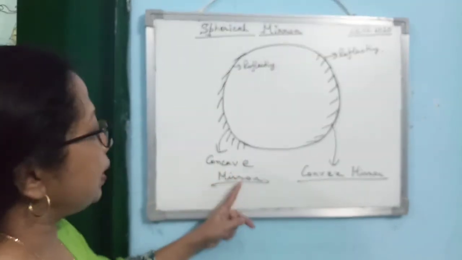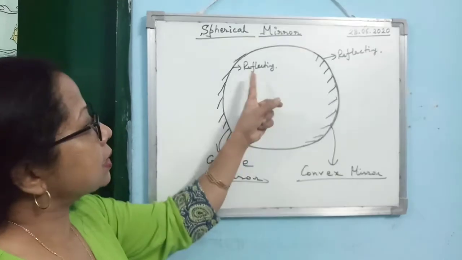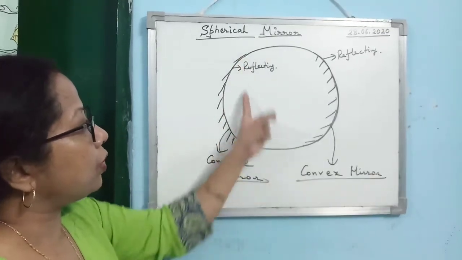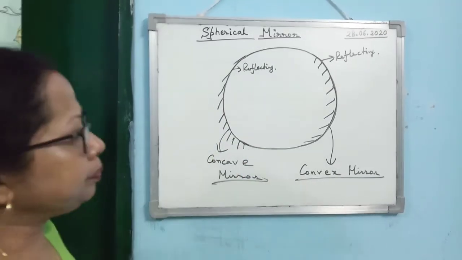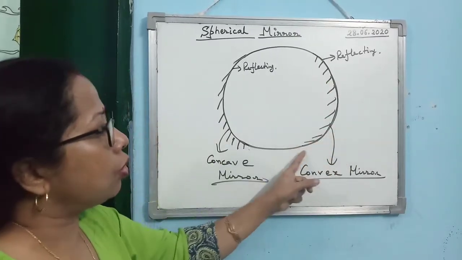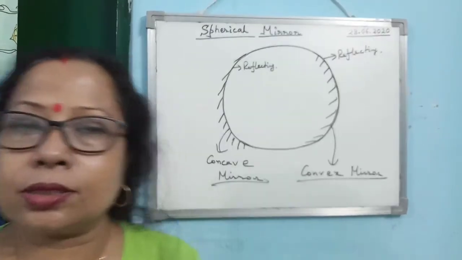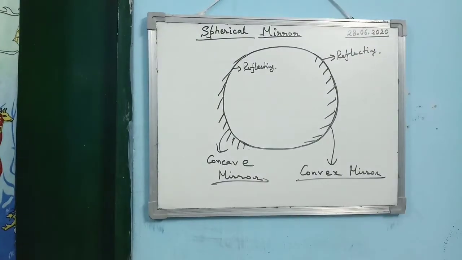So concave mirror means the mirror which is bulging in, and in this case the inner surface of the sphere is the reflecting surface, and in case of convex mirror the outer surface of the sphere is the reflecting surface. Alright, so you don't have to learn the definition of the spherical mirror and the concave and convex mirror. You just need the concept and you should be able to draw the mirror.